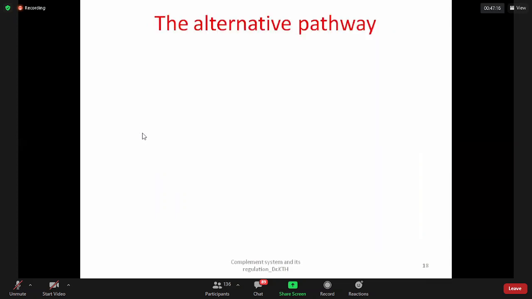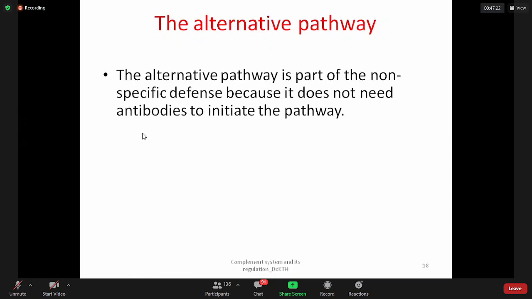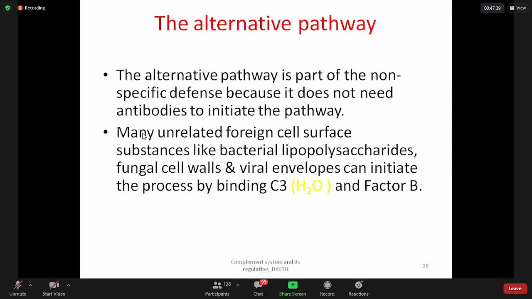What about the activation of the alternate or the alternative pathway? This is a bit different, okay? So the alternative pathway is part of the non-specific defenses. Like we've seen, the classical pathway requires presence of an immunoglobulin, either IgM or IgG. This is not the case for the alternative pathway. This one usually only requires presence of a cell surface.